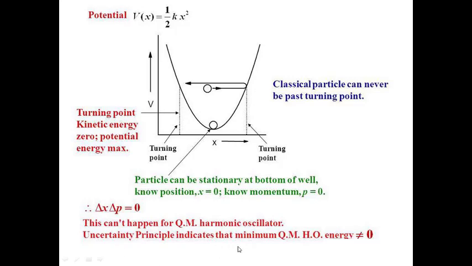So the uncertainty principle indicates that a quantum harmonic oscillator has a minimum energy; the energy cannot be 0. You notice that at the turning point the kinetic energy is 0, whereas the potential energy is maximum. Classical particles can never go past the turning point, whereas in quantum mechanics the particle has a chance of having a continuous amount of energy and does not reach the zero point. That is the importance of the quantum harmonic oscillator.